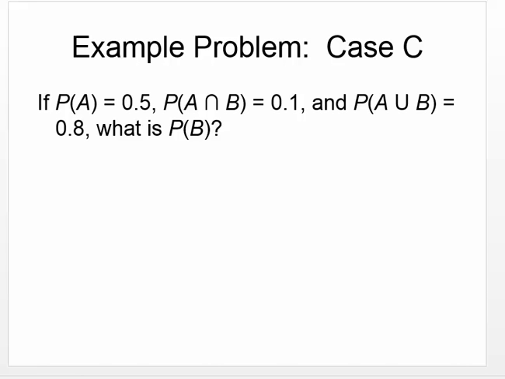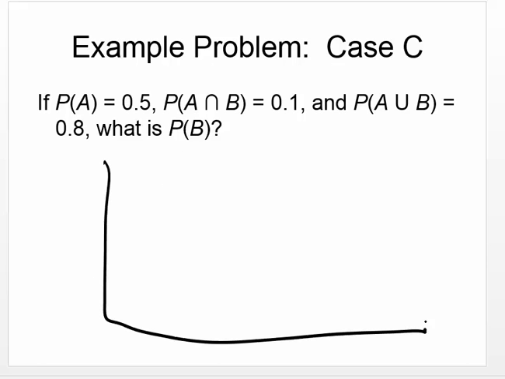In this example, we're going to consider a relatively straightforward case of probability where we have two events that may or may not be independent. We don't know. We're instead given very specific information, which I'm going to try to describe using a Venn diagram.